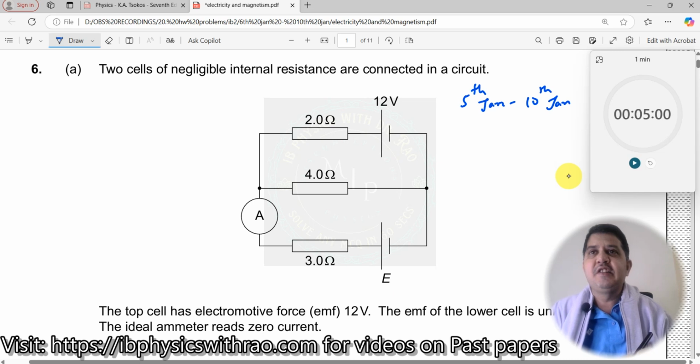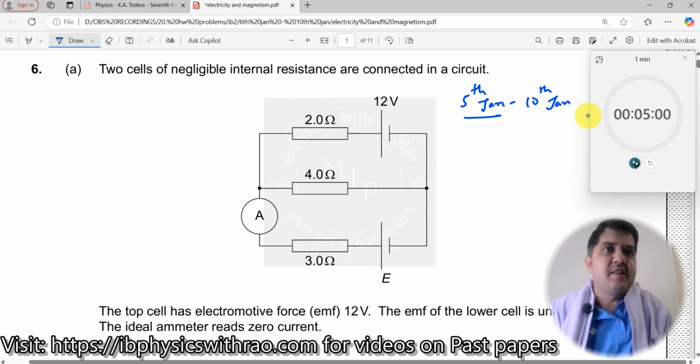Okay, now let us start with this first problem. This will be published tomorrow, that is on 5th Jan. Okay, so this problem is considered to be one of the easiest problems that I have seen so far, and this is for 5 marks. So I have put the time limit as 5 minutes. Let me start the timer.